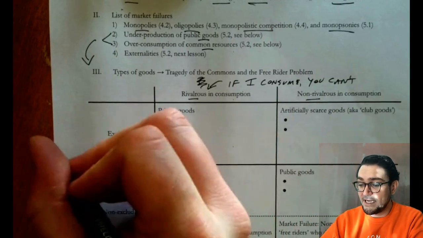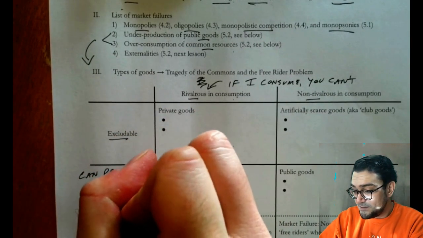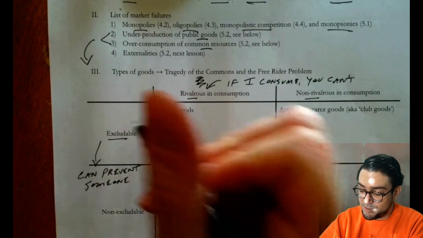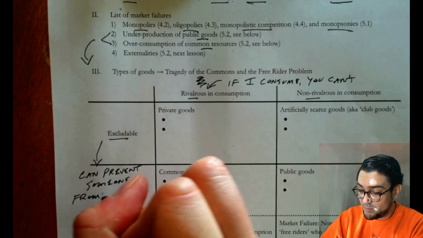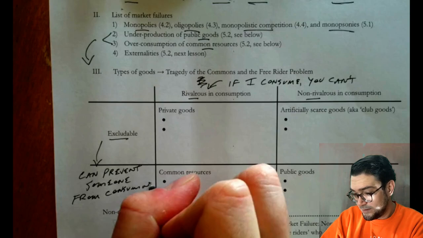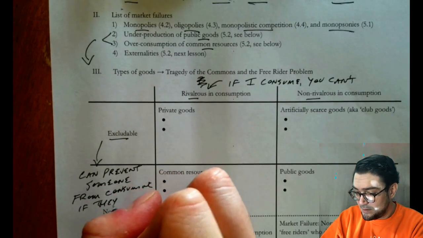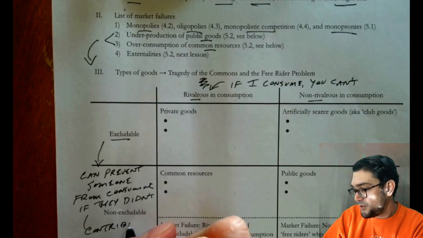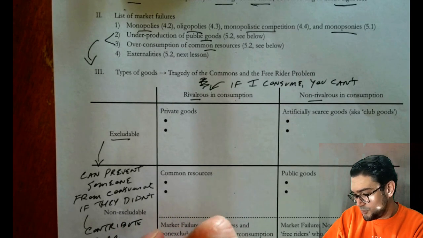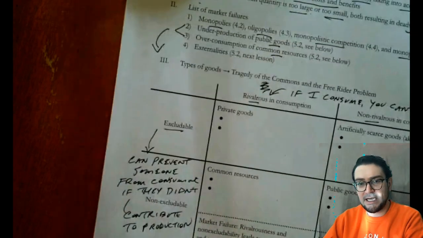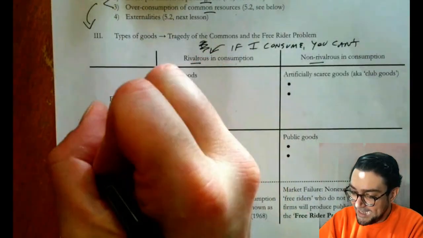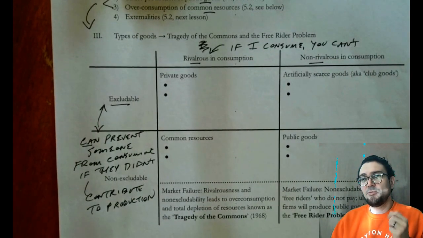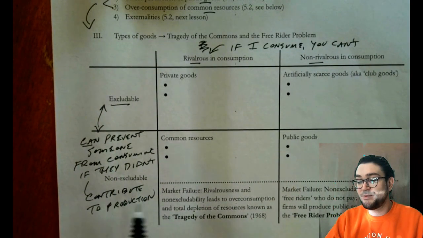Excludable means that I can prevent someone from consuming if they didn't contribute to production. I'm saying that in a technical way: if I can, it is excludable, and if I can't, it is not excludable. The important part here is that I could prevent someone from consuming if they didn't contribute to production.